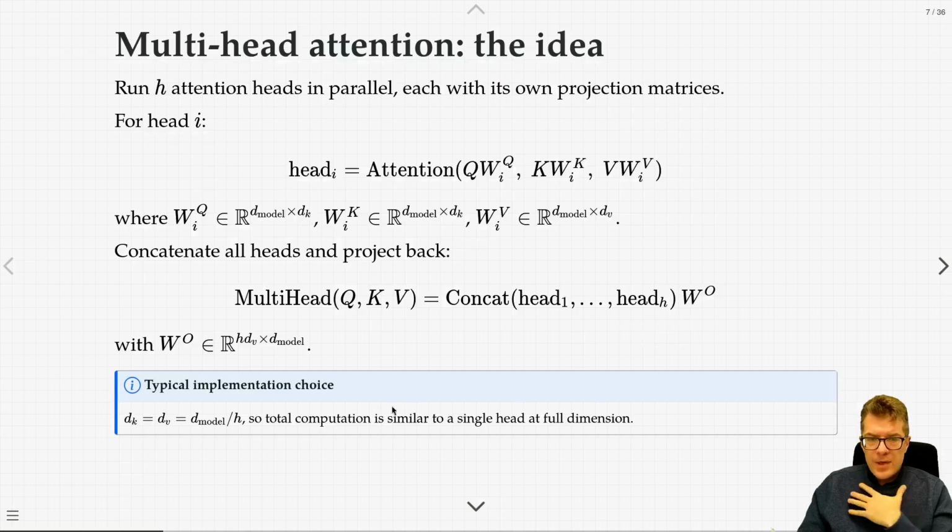So a typical implementation choice, I don't have a link here, but this comes up occasionally. It might just be a subjective anecdotal thing, but it's something I've noticed. The dimensionality of the key vectors is often set equal to the dimensionality of the value vectors, which is often the hyperparameter d_model divided by h. So if we had a single head, we'd have d_model, but we have h heads, so we just split it up h ways. So d_k and d_v will be these small fractions of d_model controlled by the hyperparameter h.